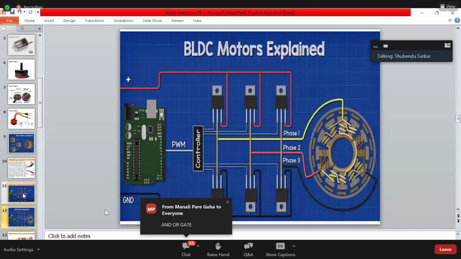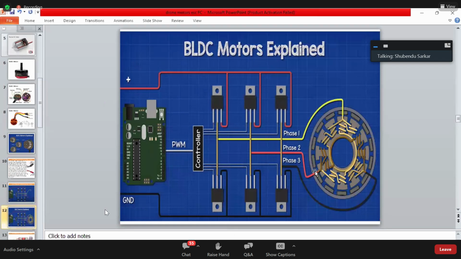AND gate and OR gate. All right, see what's happening here. Right now, this is the winding set. Okay, so we have 3 pairs of coils. This is the first pair of coil, this is the second pair of coil, and this is representing the third pair of coil. This is a representation. Okay, now what's happening here?